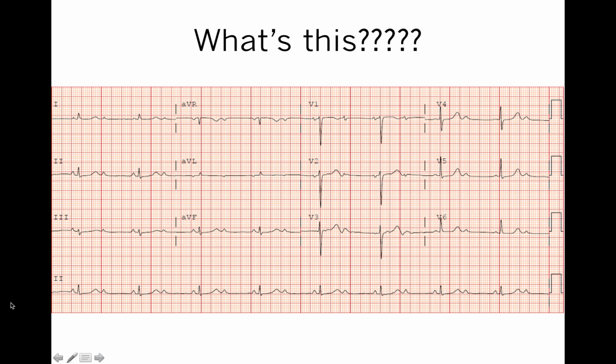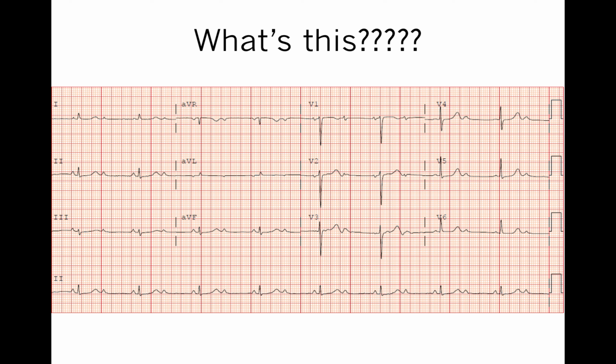So here, you see a P wave followed by QRS, a P wave with no QRS, a P wave followed by QRS, a P wave with no QRS, and this goes on. So this is what we call 2-to-1 AV block. For every 2 P waves, there is 1 QRS complex. So is this second degree type 1 or type 2?